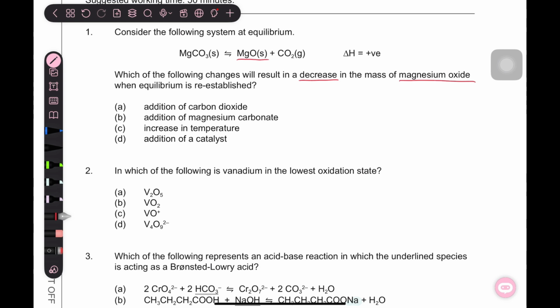So we've got D, the addition of a catalyst. Whilst a catalyst is very important to increase the reaction rate, ensure the reaction goes to completion, and to lower the activation energy, it doesn't affect the mass or concentration of the species.